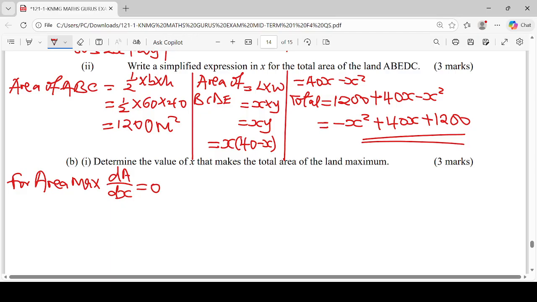So let's differentiate this. When you are differentiating, remember you drop the power down, then you raise the power by 1 to get the new power. So this will become negative 2x plus 40 is equivalent to 0. So in that context, it means that 2x is equal to 40. Therefore, the value of x is equal to 20.